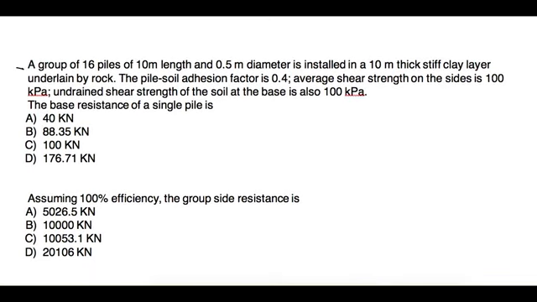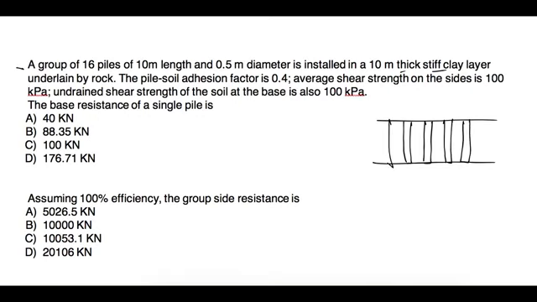Let's see the next question. A group of 16 piles of 10 meter length and 0.5 meter dia is installed in a 10 meter thick stiff clay layer underlain by rock. So this is our pile group. So depth here is 10 meter, and in this zone it is rock, and apart from that the dia of a single pile is 0.5 meter.